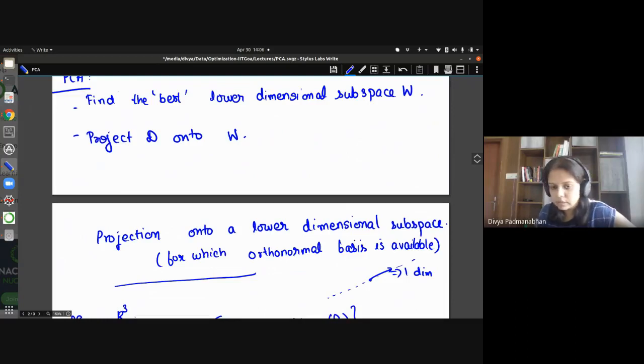This is the idea of a lower dimensional subspace, and in multiple dimensions, what you need for a subspace is a set of k vectors which are the basis for the subspace. In particular, we use only an orthonormal basis. Orthonormal means a set of vectors which are orthogonal to each other and have length 1.